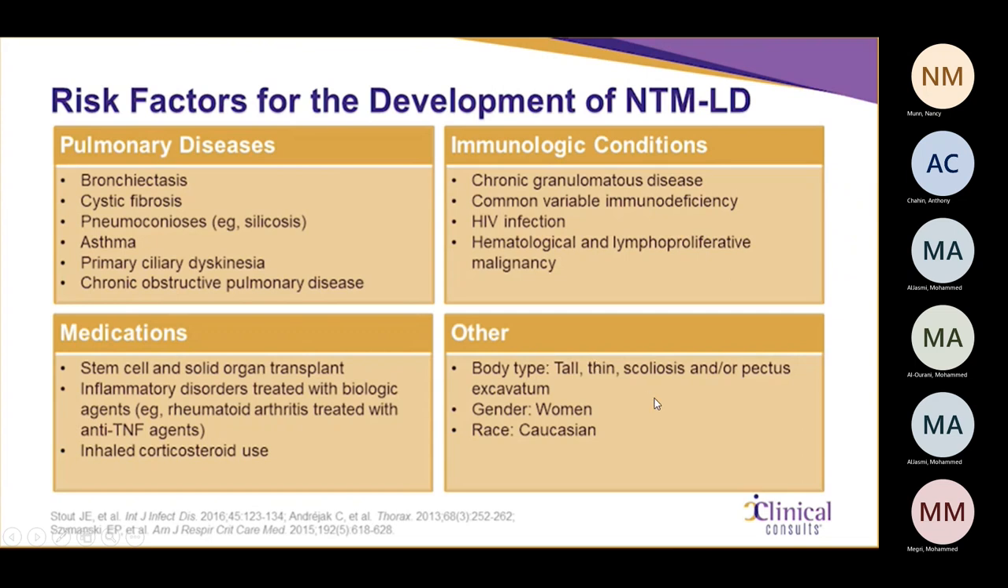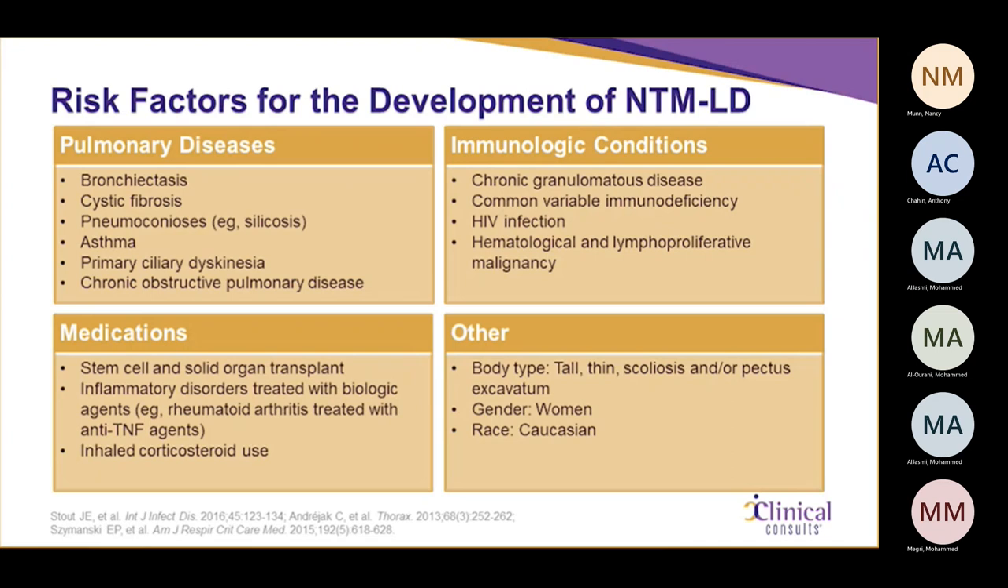And then lastly, there are some phenotypic features. Again, this was one of the questions: usually ladies, females, tall, thin, who have skeletal abnormalities like scoliosis, pectus excavatum, called Lady Windermere. So these patients are at especially high risk of having NTM, and they tend to have bronchiectasis. But as far as gender, females are at higher risk than males, and race, Caucasians. They don't list Asians here, but patients of Asian descent are at higher risk.